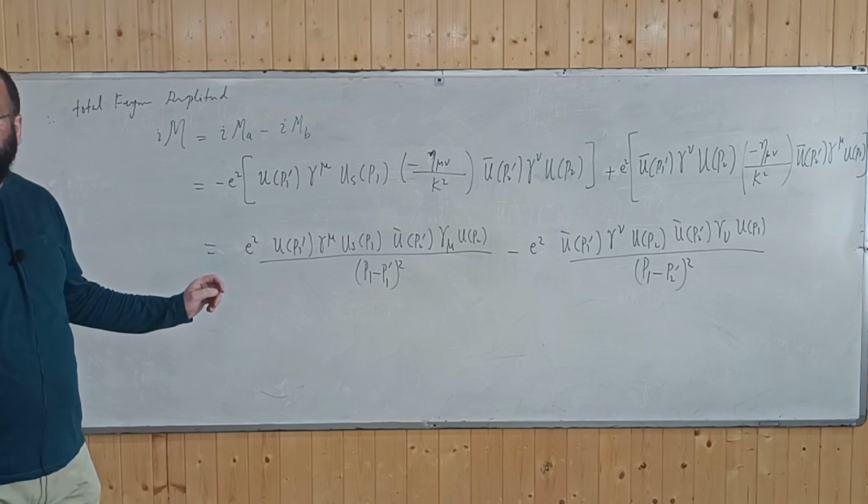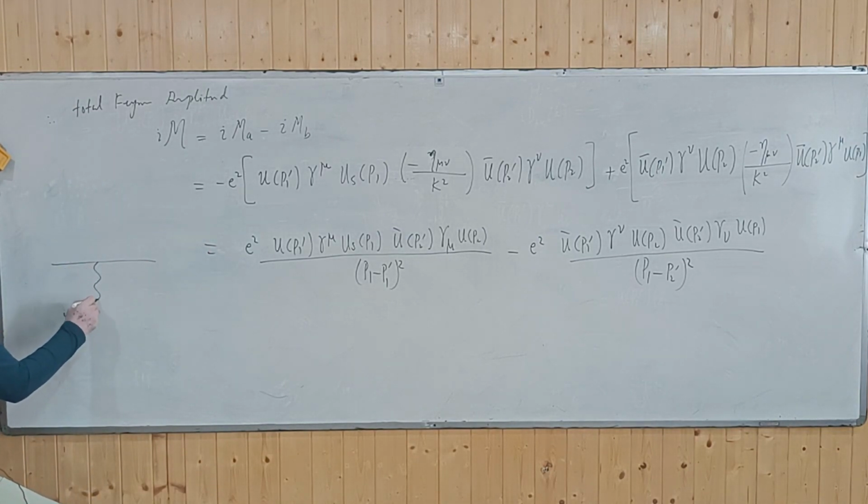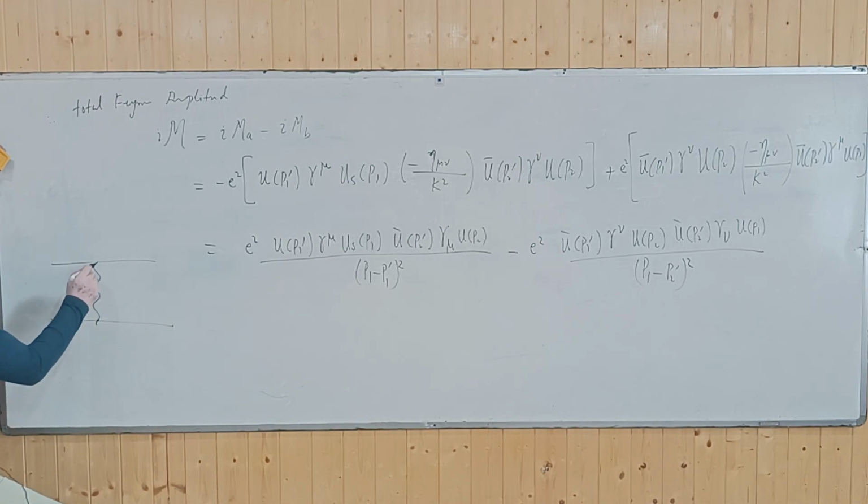Now look at the diagram again, because that will simplify things. You are having this as the diagram. Clear? So now look here. One vertex you can write up, another vertex you can write down with the same index.